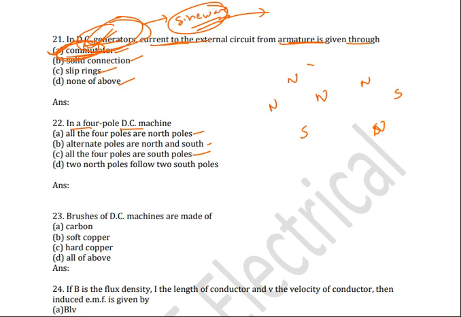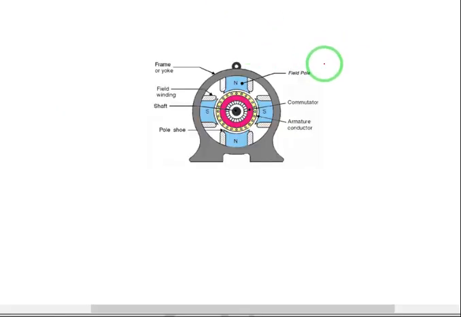Now, in a DC machine, if 2 poles are there, here is the north pole and here the south pole. If there are 4 poles, how does it appear? The arrangement will be like this: here the north pole, here the south pole. That is an alternate arrangement: north pole, south pole, north pole, south pole. And here is the field winding. This edge is the pole shoe. So don't get confused.